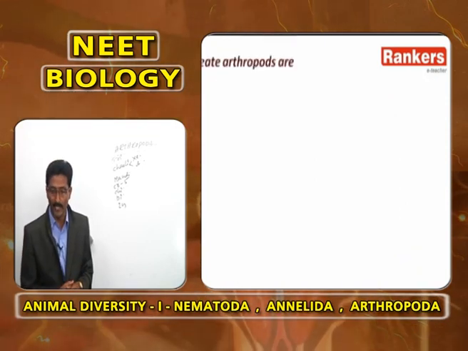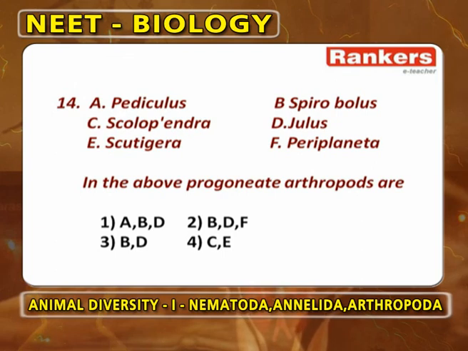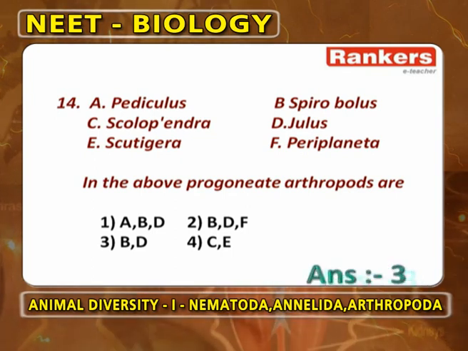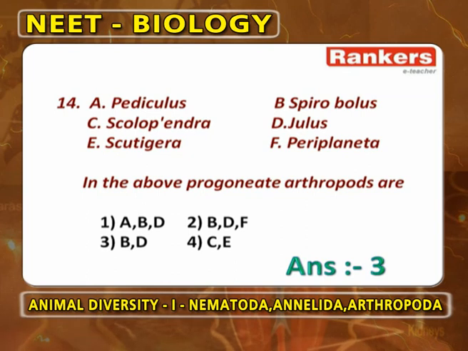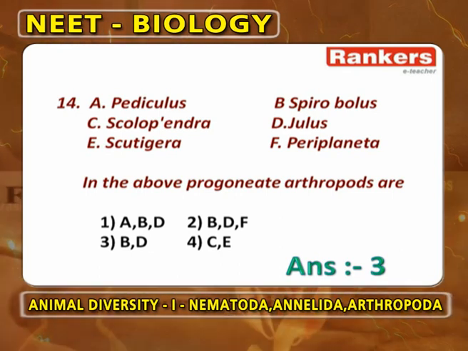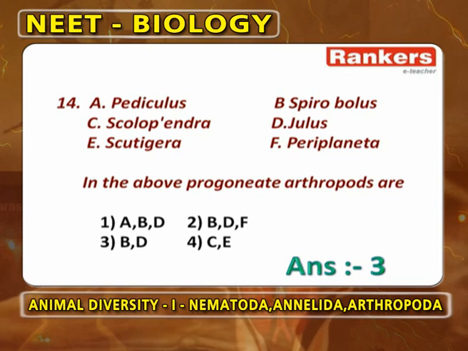Now the next one is, among the above, Progoniata arthropods are. Progoniata means the genital pore is present at the anterior end of the body. Here, one example is Spirobolus and the second one is Zoolus. Spirobolus and Zoolus come under the Diplopoda.